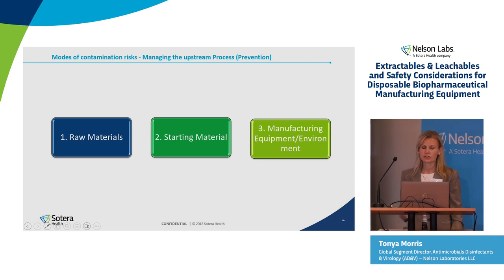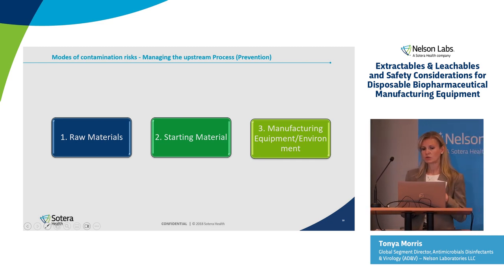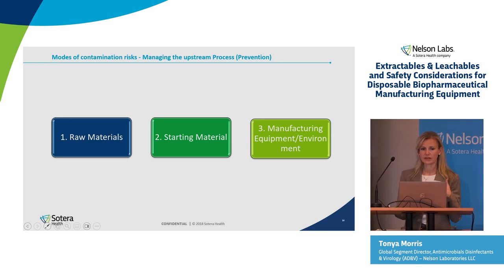So we'll start with the prevention aspect, which is when we look at the raw materials, these are the modes of contamination risk. So our raw materials, our starting materials, and our manufacturing environment. And so what we'll do is we'll look at ways that you might be able to mitigate some of the risks with these modes of contamination risks.